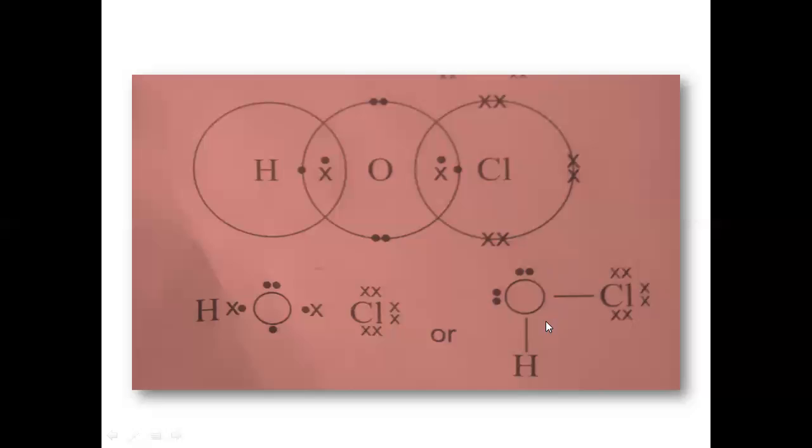And the bond pairs are here. These are the bond pair electrons, and the others which do not participate in bond formation are called lone pair electrons. So 3 lone pair electrons are present on the chlorine atom, and 2 lone pair electrons are present on the oxygen atom.